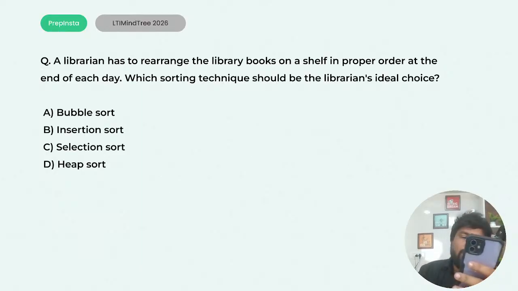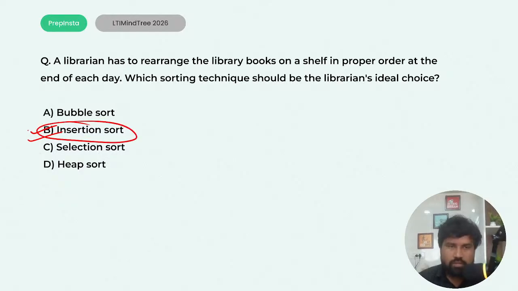Okay, a lot of students are saying it's insertion sort. Yes guys, you are correct. The librarian needs to choose insertion sort. Why? Because he is doing sorting every day, right? So almost all the books will already be in sorted order. Hardly one or two books somewhere we need to sort, right?